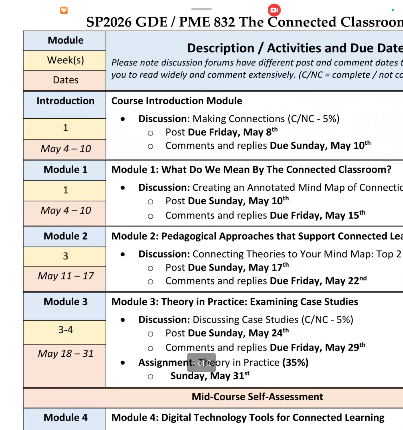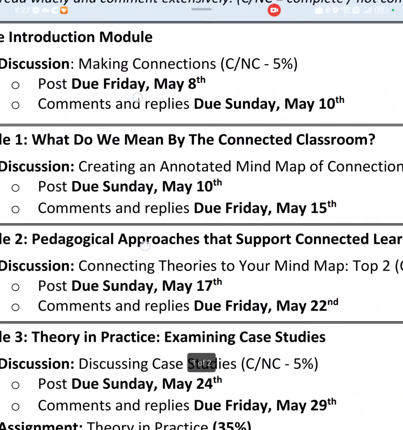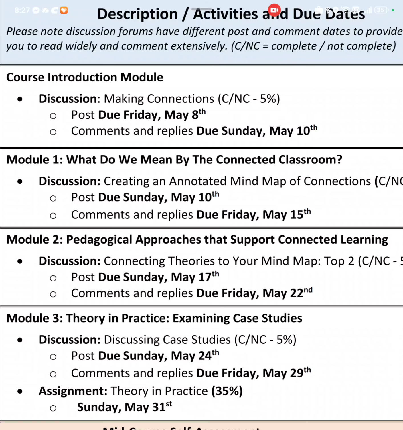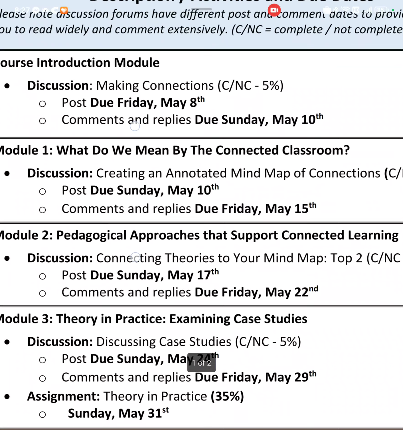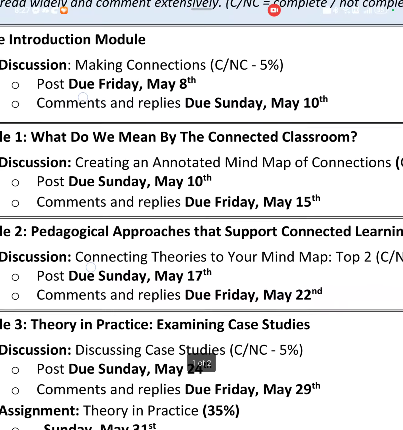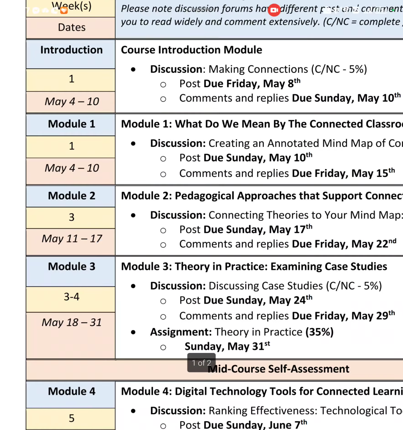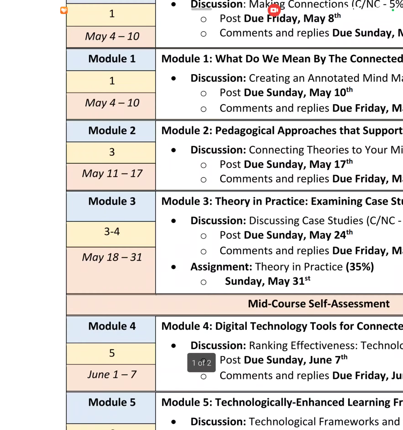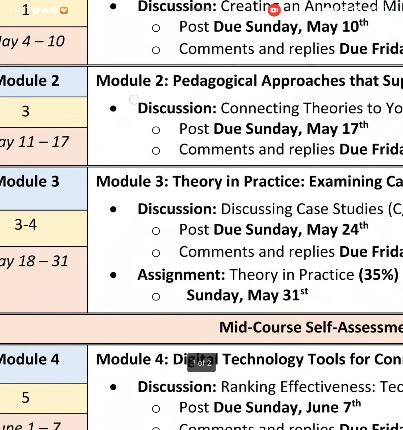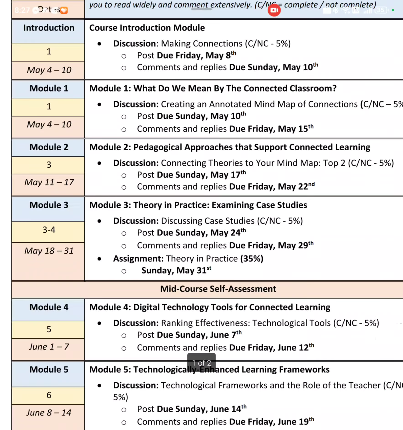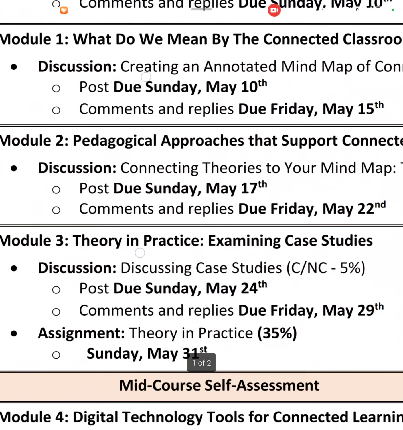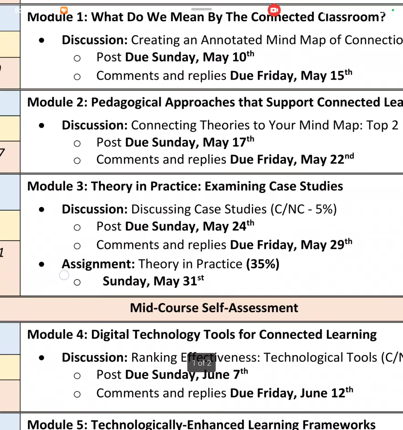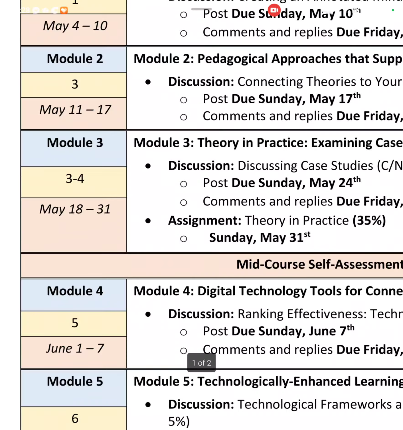The first one is really you thinking about, again, your connections to your own community. And then you're going to do an annotated mind map of connections. So I think those two really go together. You'll be thinking about your own connections to your community and how you help your students make those similar connections. So that will be a mind map. Then the next 2 modules, I should say, will be a week each. So for the pedagogic approaches that support connected learning, you'll be connecting some of the theories I mentioned to your mind map. And then for module 3, we'll take 2 weeks to work through it.